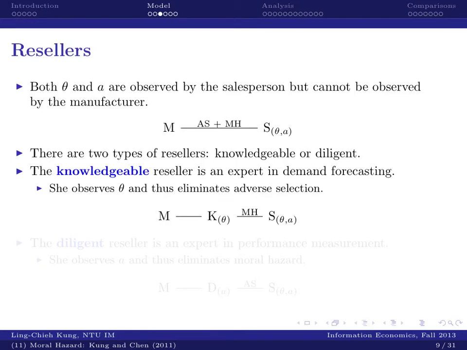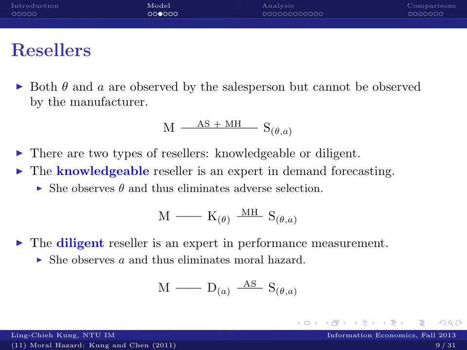There are two possible alternatives, two types of resellers. One is knowledgeable, one is diligent. The knowledgeable reseller is an expert in demand forecasting, or in knowing the market. So the knowledgeable reseller can observe theta and eliminates adverse selection. So in the lower level, there will only be moral hazard. Theta is observed by the knowledgeable reseller.